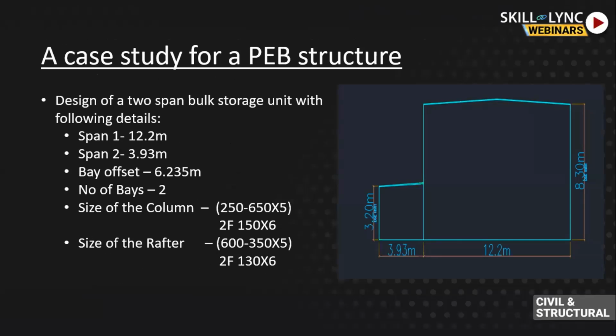So this is the basic information for that model. We have this 12.2 meter wide span here, and then we have another small span of 3.93 meters, both side by side. The offset distance in this direction will be 6 meters wide. So you have these bays, two bays of 6 meters, and the column size is tapered.